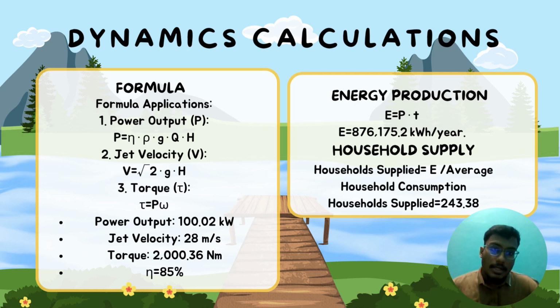And after that, we calculate the energy production for the household supply, where the power is multiplied by 24 hours a day times 365 days. So it will show around 800,776.175.2 kilowatt hours per year, and we can supply 244 households per year.